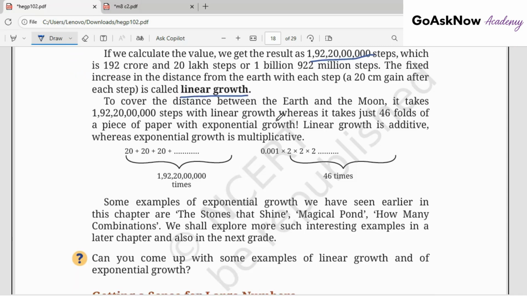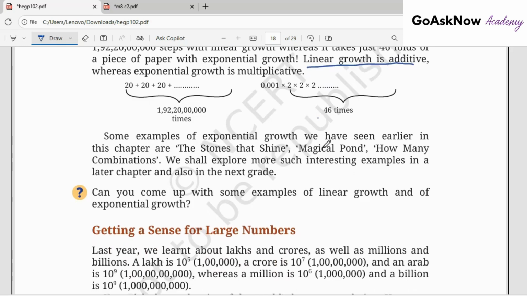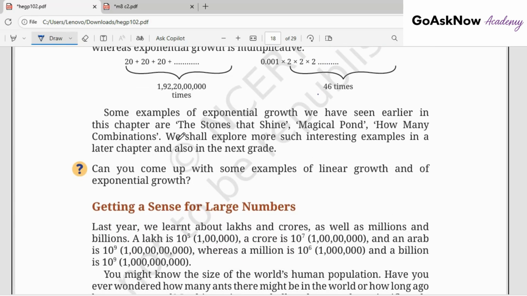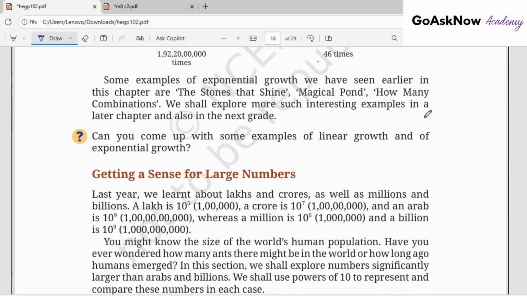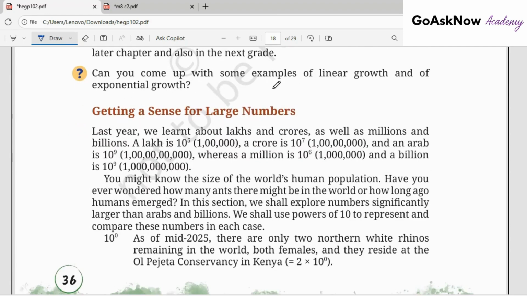With linear growth it takes that many steps, whereas it takes just 46 folds of a paper with exponential growth. Linear growth is additive, whereas exponential growth is multiplicative. Addition becomes linear growth, multiplication gives exponential growth. Some examples of exponential growth we have seen earlier in this chapter are the stone that shines, magical ponds, and how many combinations. We shall explore more such interesting examples in later chapters and also in the next grade. Can you come up with some examples of linear growth and exponential growth?